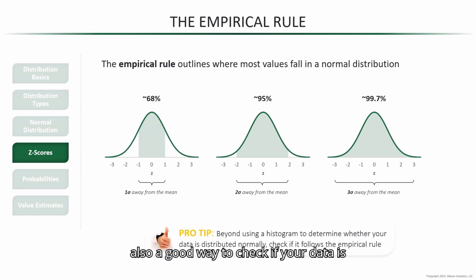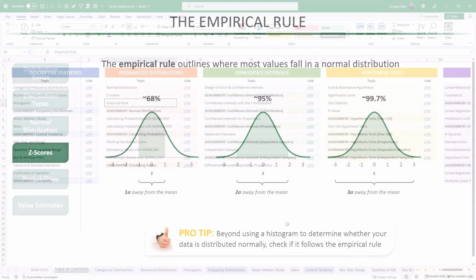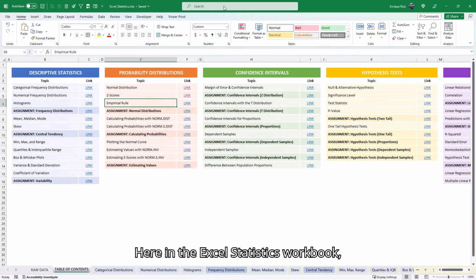Aside from that, it's also a good way to check if your data is distributed normally, aside from just eyeballing it using a histogram like we had before. And let me show you exactly what I mean by that in Excel. Here in the Excel statistics workbook, let's go to the empirical rule link.